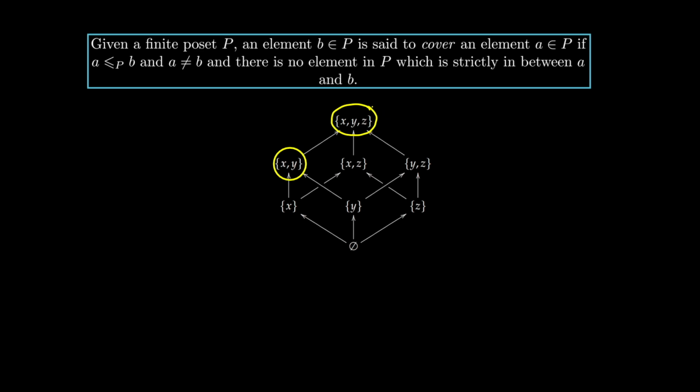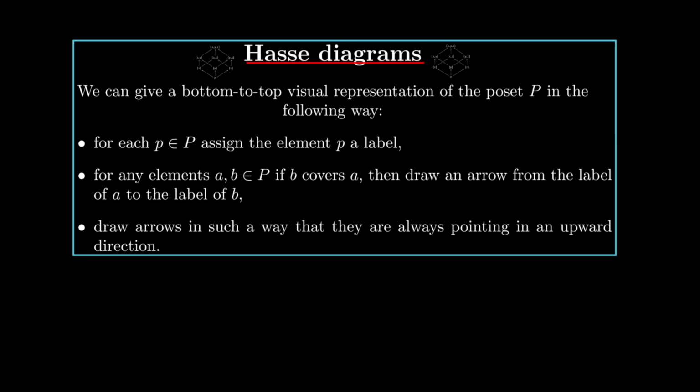Okay, so now we're ready to formulate a general procedure for producing these kinds of pictures. And so here is that procedure. The first thing to know is that these kinds of pictures actually have a name. They're called Hasse diagrams. Given a partially ordered set P, to produce a Hasse diagram for that partially ordered set, we just need to follow these 3 steps. The first thing is, for each element of our partially ordered set, this is going to be a node, so we need to assign that node a label.